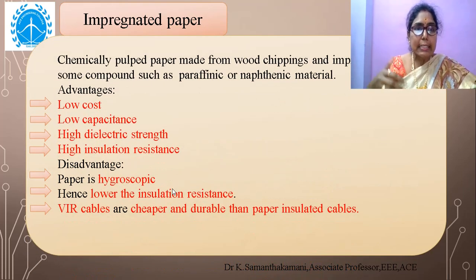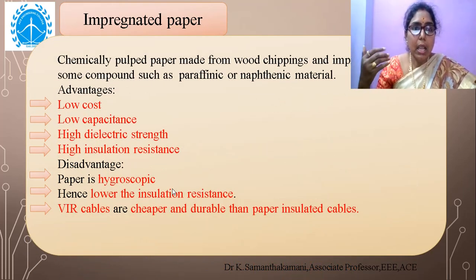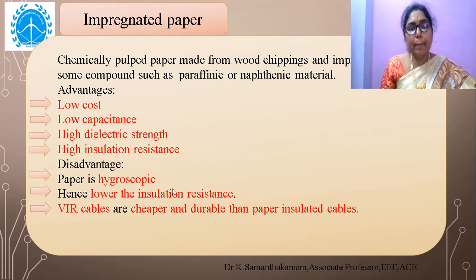Coming to the next insulating material, this is called impregnated paper. Here, chemically pulped paper made from wood chippings is impregnated with compounds such as paraffin and other materials, and we get the impregnated paper, which can be used as an insulating material directly over the conductor. The main advantage is that its cost is very low, its capacitance is also low, it has high dielectric strength, and insulation resistance is also enhanced.